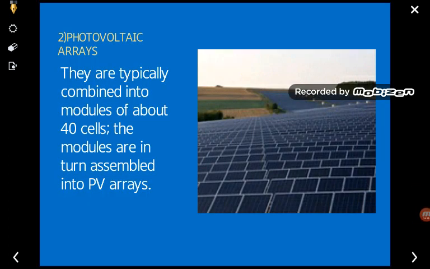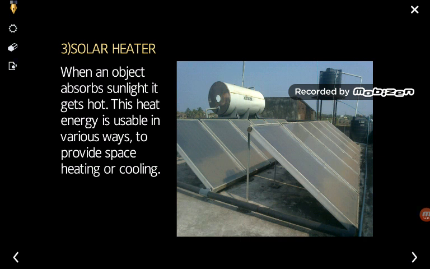So this is again a picture of photovoltaic arrays. Here you can see these are typically combined into modules of 40 cells. 40 cells में क्या जाता है, and the modules are in turn assembled into PV arrays. PV arrays में उसे assemble किया जाता है. Just go through the pictures.